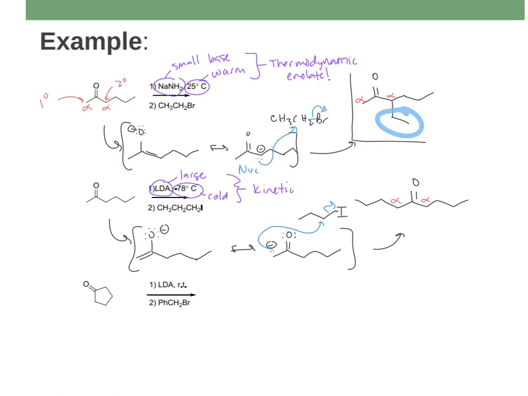So then I made that product, right? So the first one made this. The second one made this. So I was actually able to control which alpha carbon ended up attacking that electrophilic alkyl halide in the second step. And again, we're going to do a lot more examples of this in a following video, but just this is where we're going. This is why we care about the size of the base and the temperature and stuff like that.